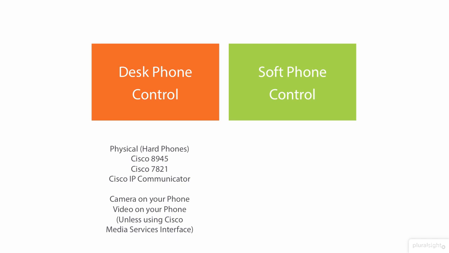Now, this is not an absolute. Cisco has something called Media Services Interface, which is part of their MediaNet offering. I'm only going to skim the surface on media services right here. But it is possible to do what Cisco calls desk phone video, but you have to install the Media Services Interface alongside Jabber.